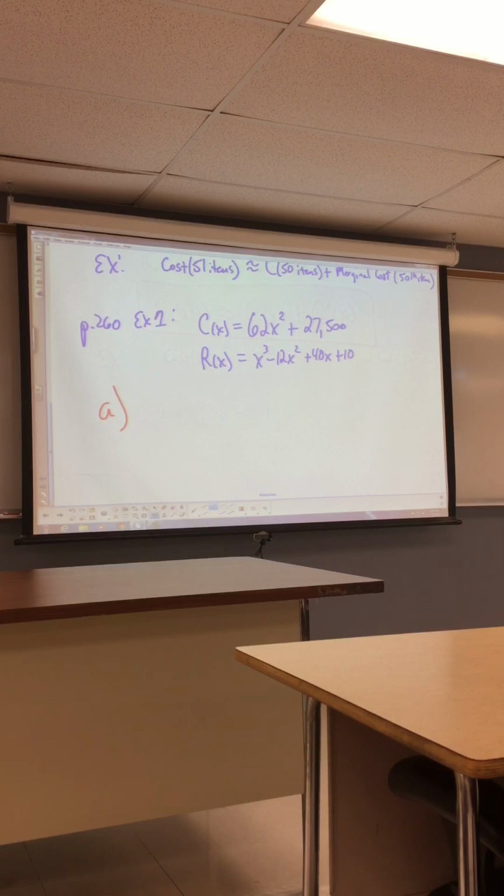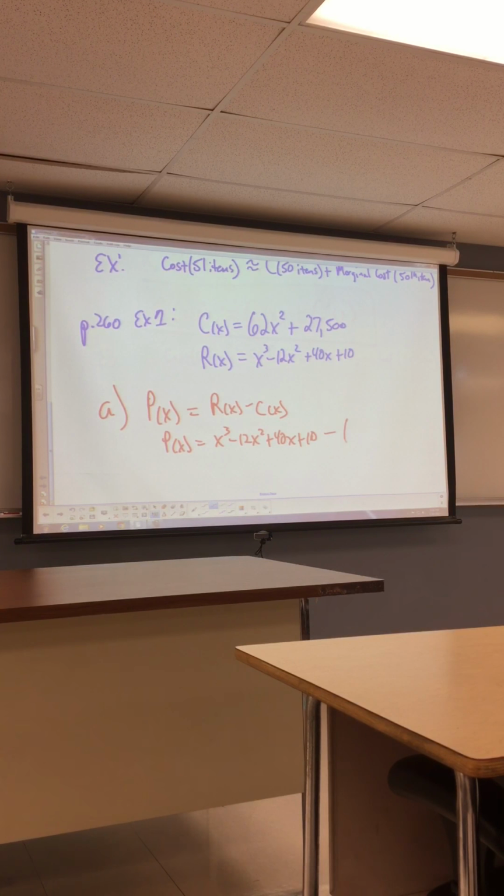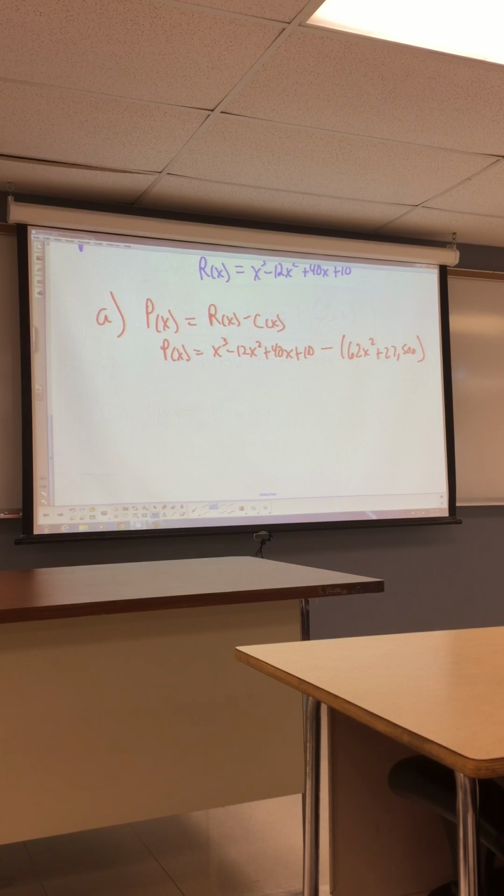Now for part A, it says find the profit function. There's not really a whole lot of math here. This is more of a business thing, right? What is profit? Revenue minus cost. So profit equals revenue minus cost, and all we're going to do is write that down: x cubed minus 12x squared plus 40x plus 10, minus 62x squared plus 27,500. Revenue minus cost.